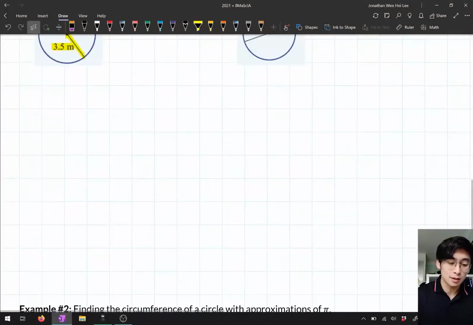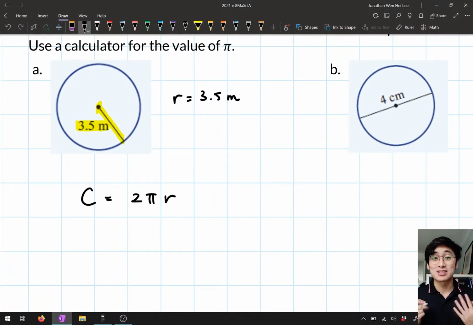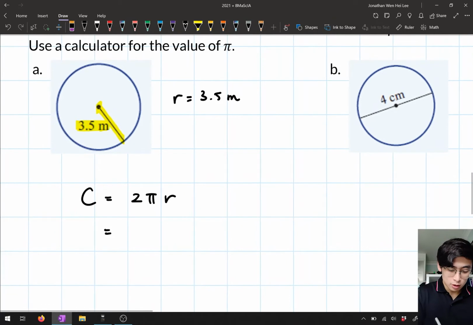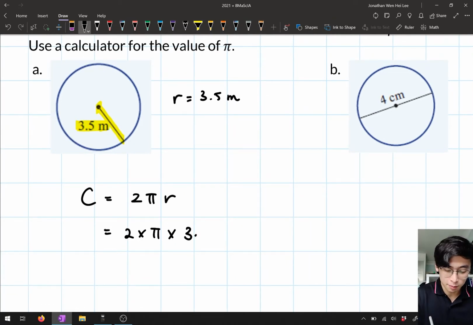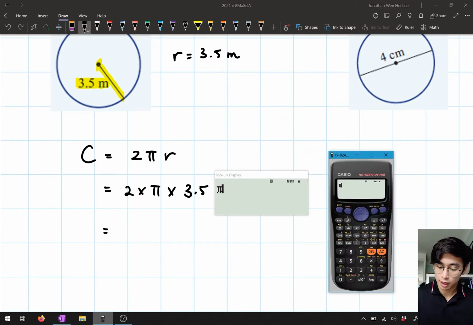So I'm going to write here, radius is equal to 3.5 meters. And so because I've got the radius, I'm going to use that first formula, 2 pi r. So when I'm doing this, I'm just going to write out that formula. I've got C is equal to 2 pi r. And then I'm just going to substitute my value in. So here this becomes 2 times pi times, the radius was 3.5 meters. And so here, I'm going to put this in my calculator.